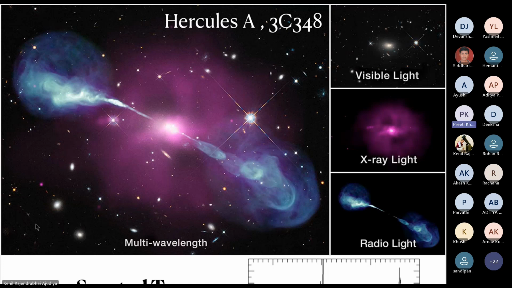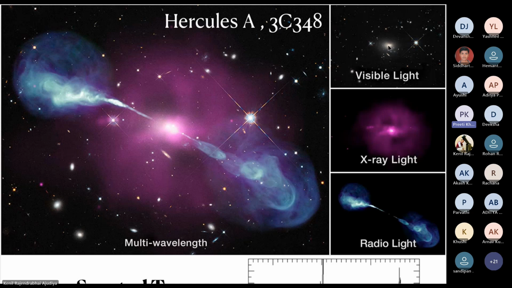an active galactic nucleus called Hercules A in all its glory. The alternate name for Hercules A is 3C348. So now this is an image which shows how AGN are multi-wavelength emitters. This image is actually created by the three images on the right side, which show on the top the visible light, which is what our eyes can see, and in this case, the Hubble Space Telescope could see. And then you see the host galaxy in the center.